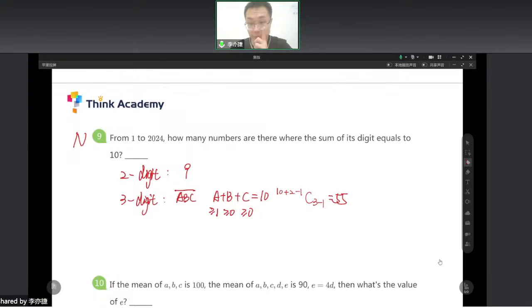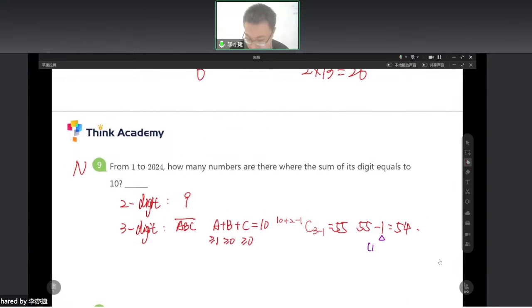But notice the very important thing: this 55 must minus 1 to be 54. Why is that? Because in this case, we assume A, B, C sum to 10, so there is one case that we distributed as 10, 0, 0. That is not specified, because it's not a 3-digit number. So we should remove this 10, 0, 0. So only 54 here.